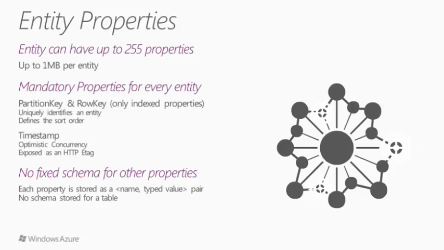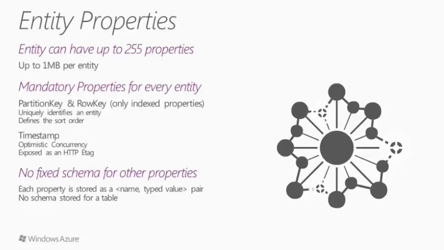Okay, let's try to find out what we have from the entity perspective in these tables. So it's key-value storage, but it's structured storage. That's why your entity can have custom properties. And your entity with all properties can consume up to 1 megabyte per entity.